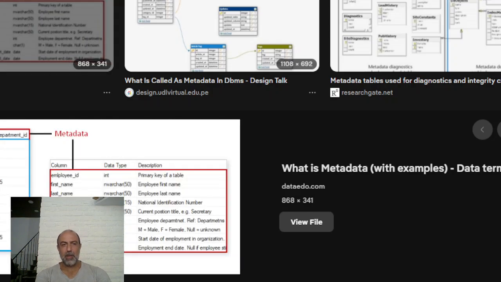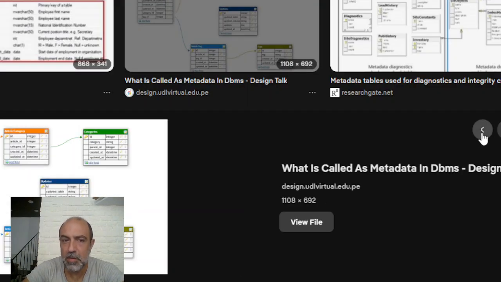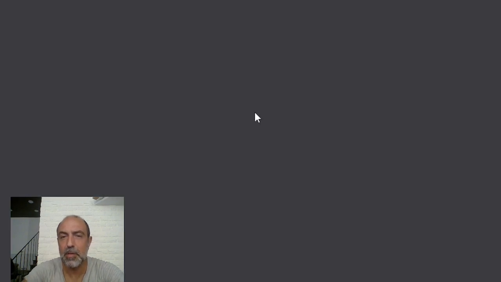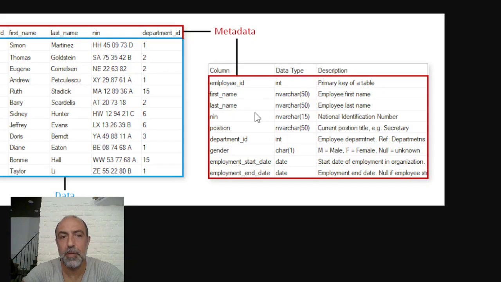So here's the table on the left. Can you see it? I'm not sure. All right, let me just view the file. All right, is this better?